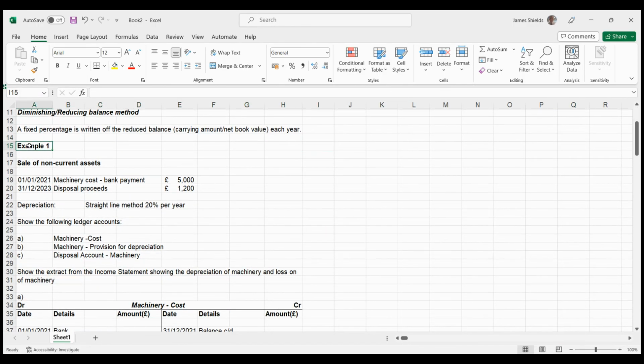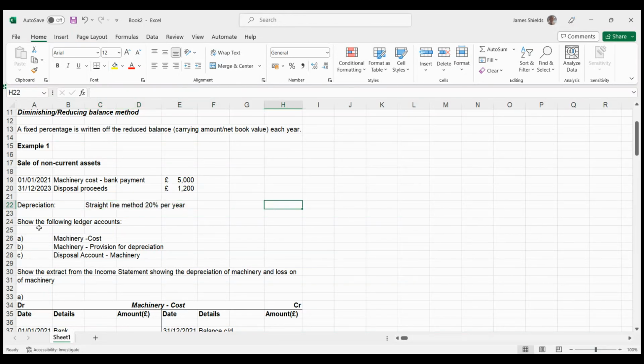So in example 1, sale of non-current assets. On the 1st of January 2021, machinery was bought for a bank payment at a cost of £5,000. On 31st December 2023, the disposal proceeds, as in the money received when it was sold, was £1,200. The depreciation method is straight line method and it's 20% per year.